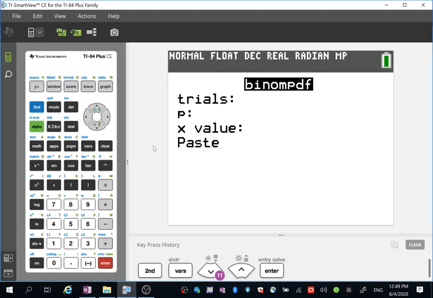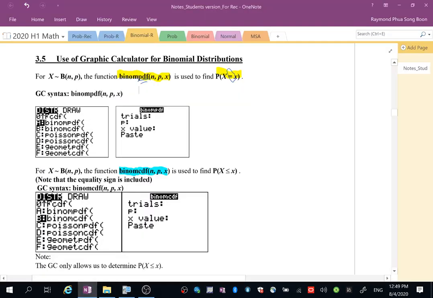Trials means your value of n, and p means the probability of success, and the small x value means the value that random variable x takes on, for which you're finding the probability. After you have keyed in, you just click paste and enter, and you'll be able to get the probability value that you want to find. So these are the GC steps to find binom PDF, to calculate probability capital X equals a particular value.